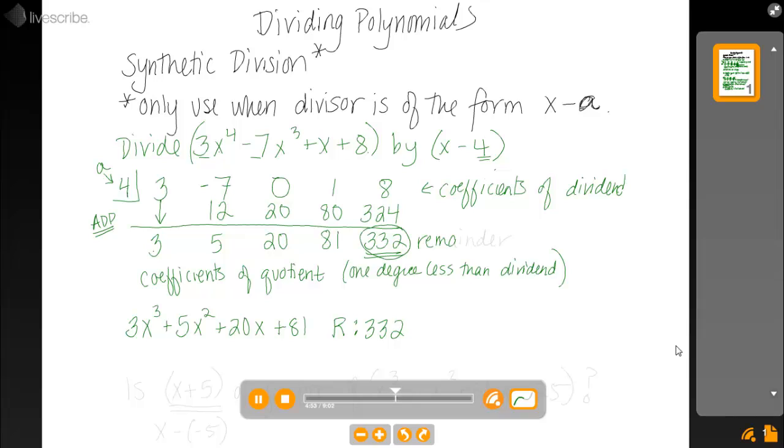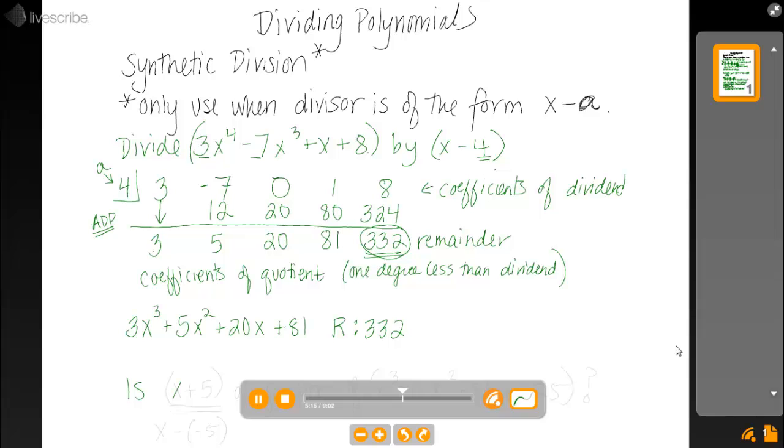Why do we care about the remainder? Well, don't forget, if the remainder is 0, then we knew that our divisor was actually a factor of our dividend. So that's why we care about that last number, and we do need to write that down. So that's synthetic division. It's pretty quick. Let's try to answer this question.